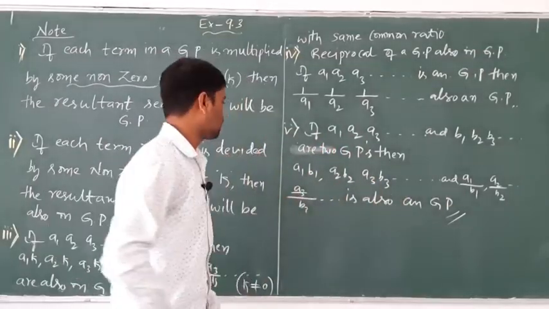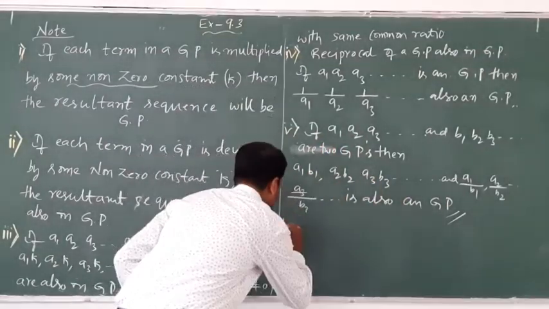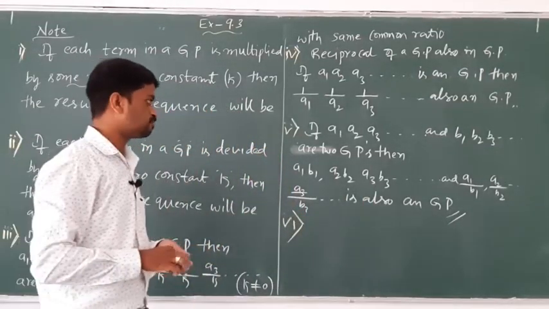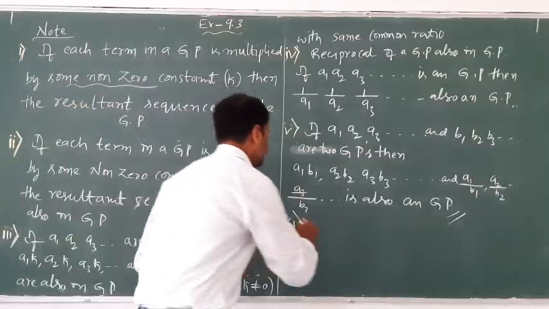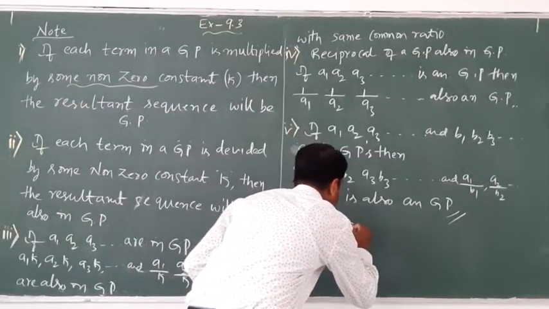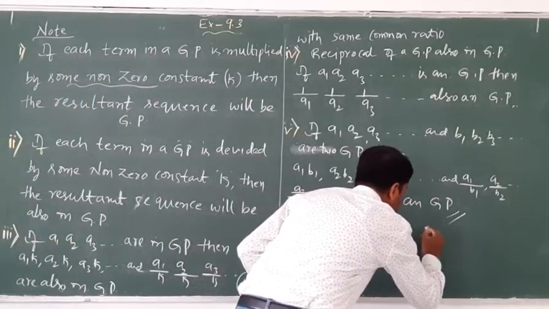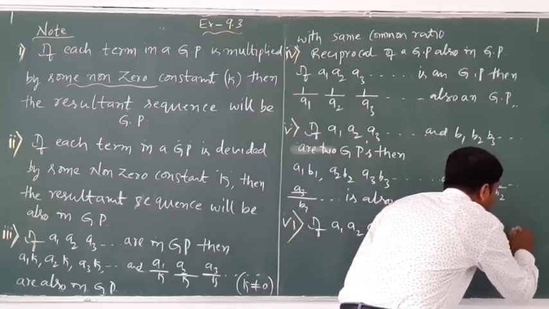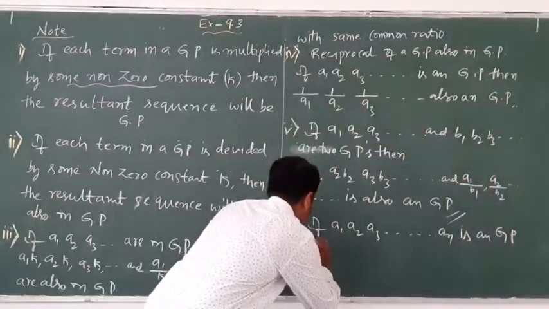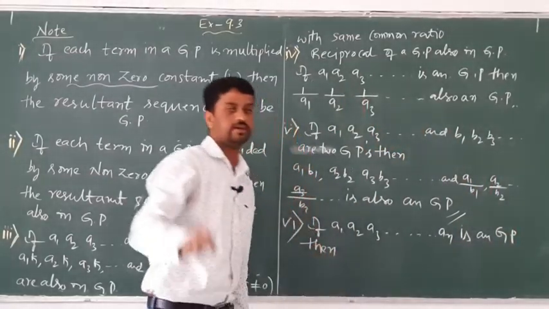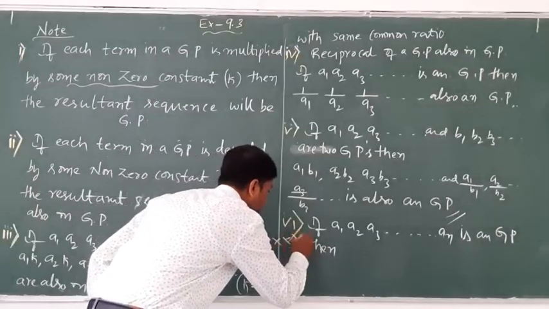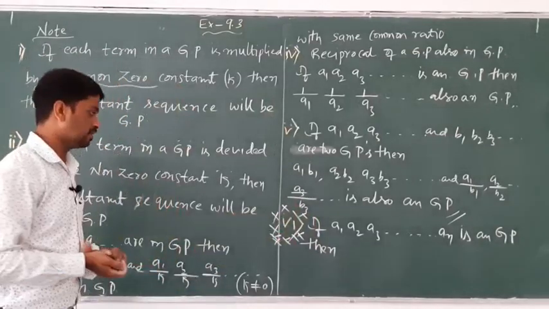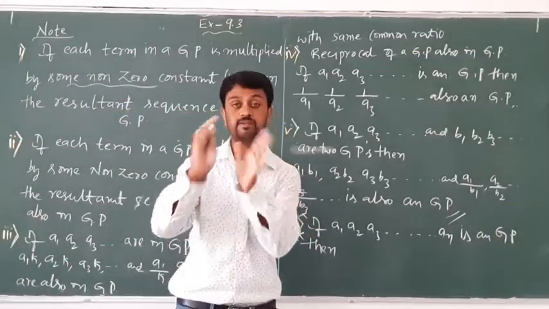You check it. The next point, one of the very important points, the sixth one. If A1, A2, A3 up to so on, AN is a GP, then tell me the condition, anybody? That's one of the very important points. All points are important, but this one is one of the very important points.